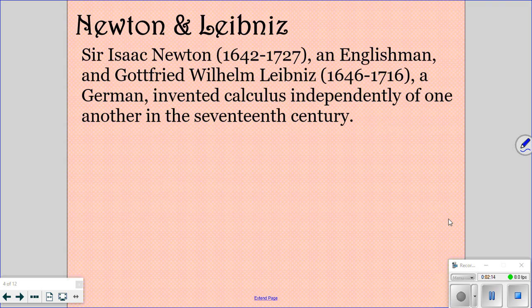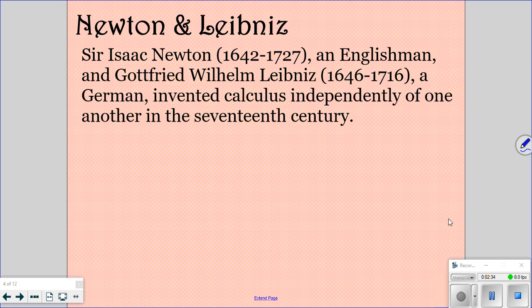Sir Isaac Newton was born back in 1642 and died in 1727. He's an Englishman, and Gottfried Wilhelm Leibniz was born in 1646 and died in 1716, was a German. They both invented calculus independently of one another in the 17th century.